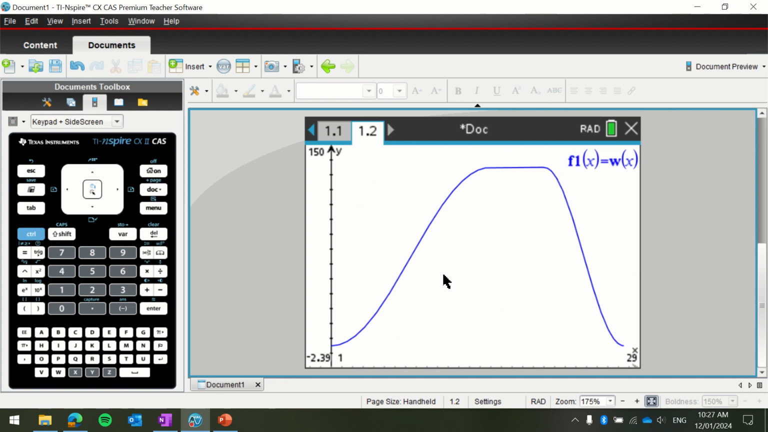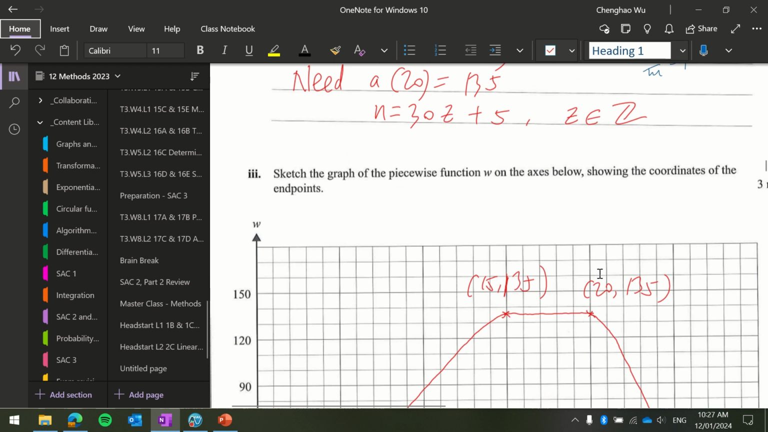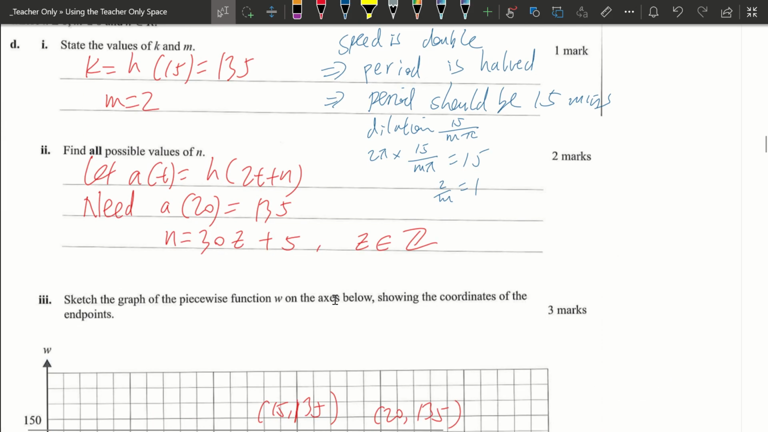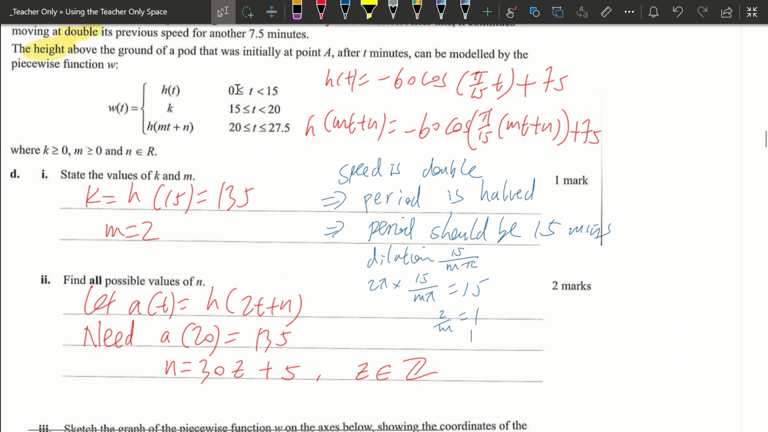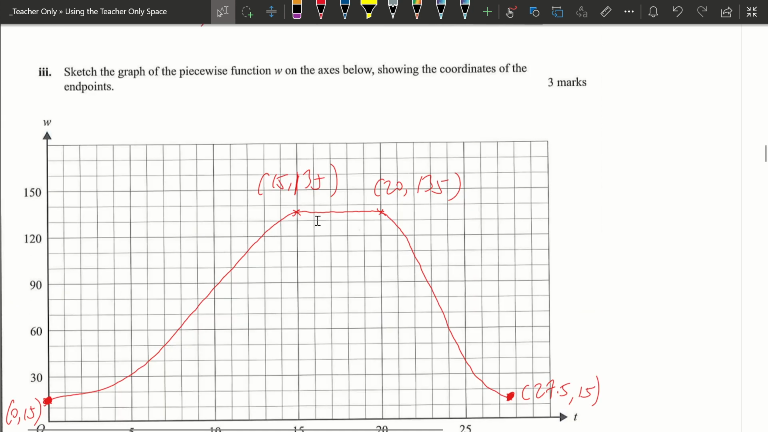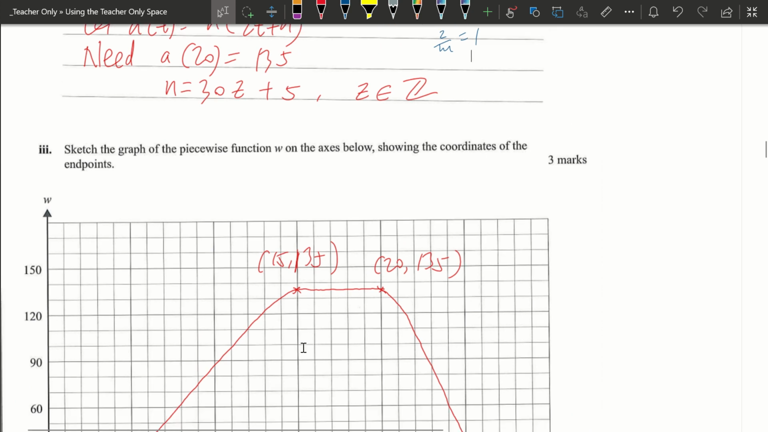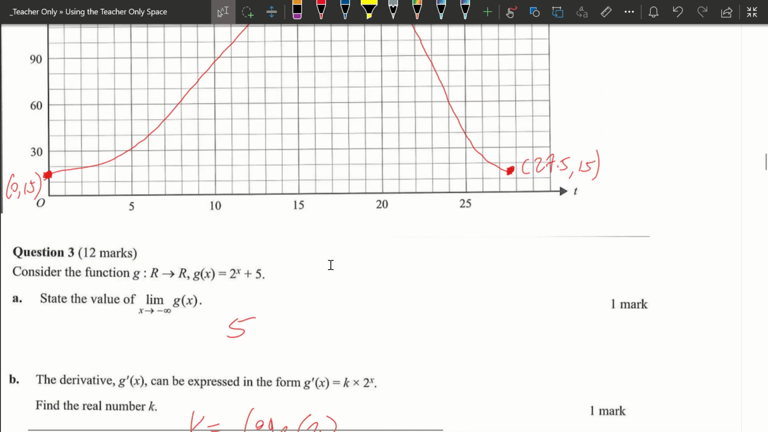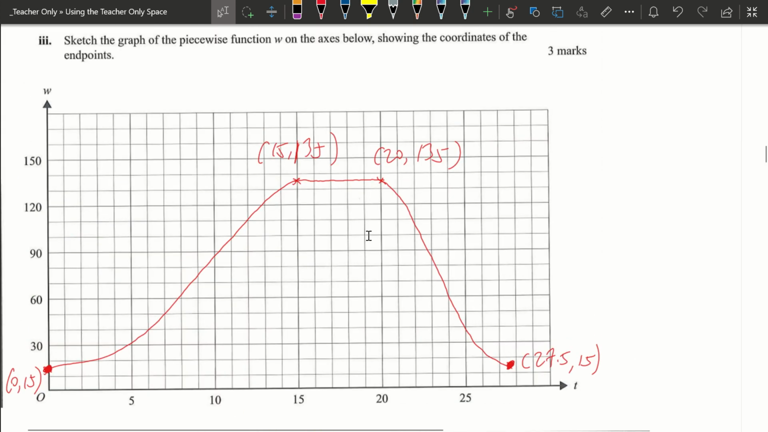And you're just gonna copy this onto your paper, and it should look something like this. And just label the points in. And be careful with the endpoints. The endpoint is inclusive. 0 is included in t, and 27.5 is included in t. So make sure you do a solid dot on both ends, and then the connection points between each part of the hybrid function. Okay. And of course, this is a grid line, so you have to match your numbers to the grid.